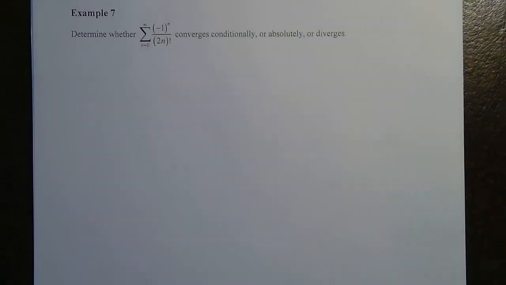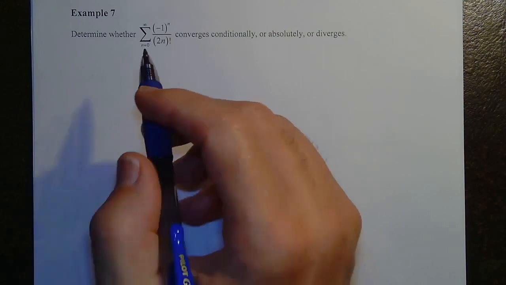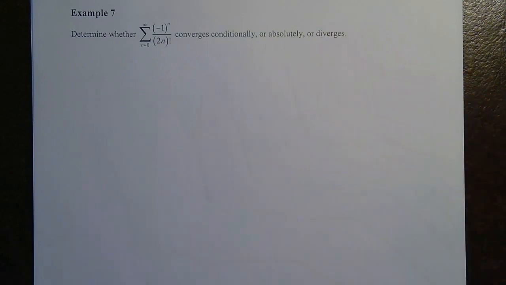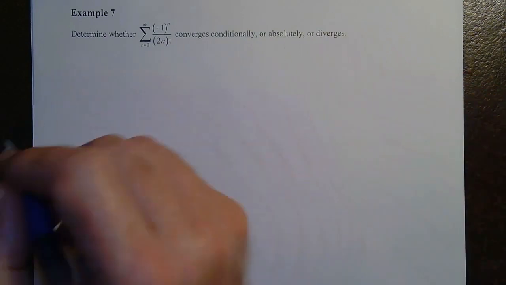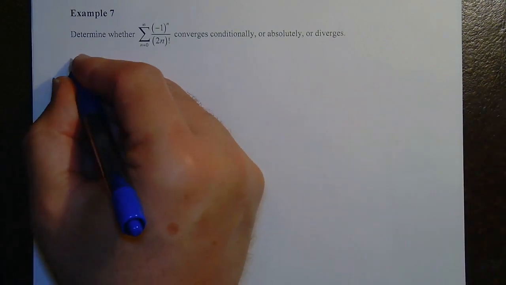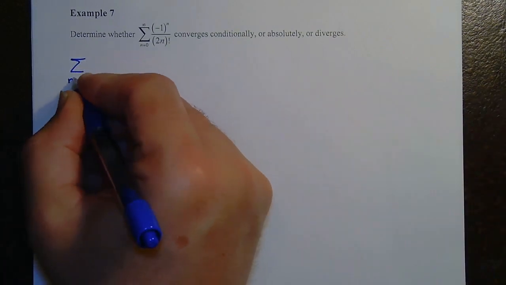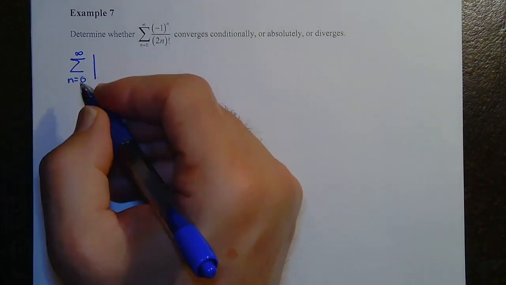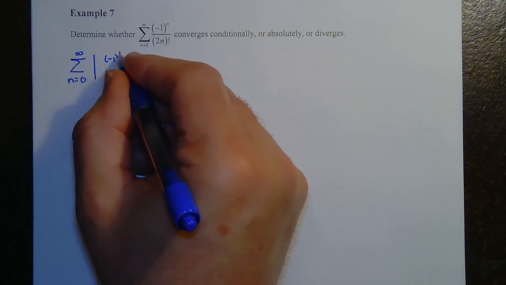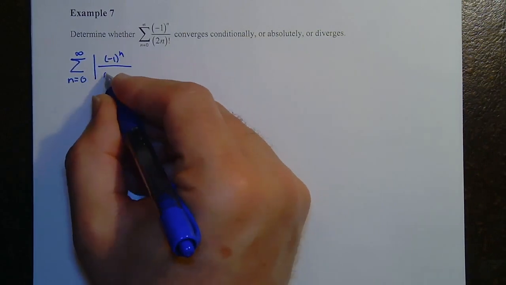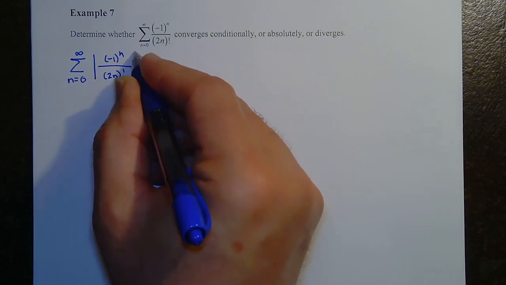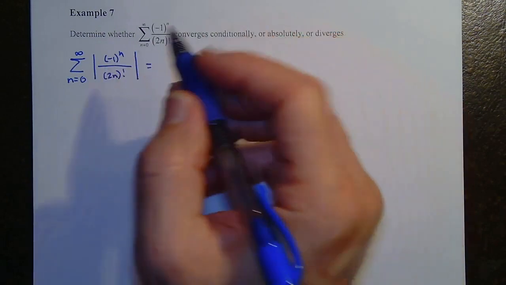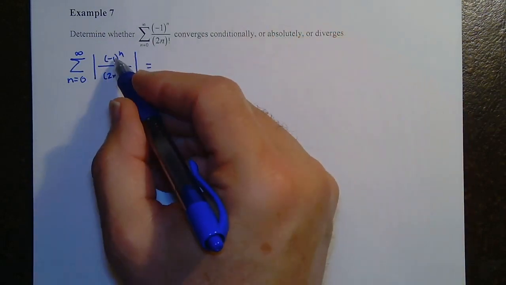So for this last example, we want to determine whether this series converges conditionally, absolutely, or diverges. So let's go right to checking the absolute convergence of it. So the sum from n equals 0 to infinity of the absolute value of (-1)^n over (2n) factorial. And so really this (-1)^n is going to go away, because we're taking the absolute value of it, and that's what's causing the alternating signs.